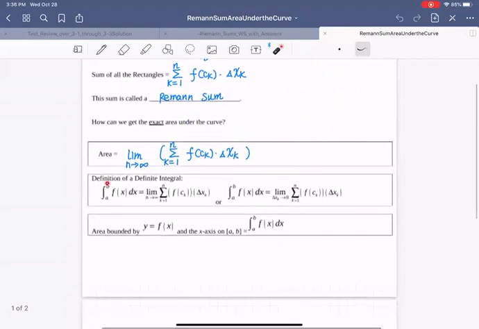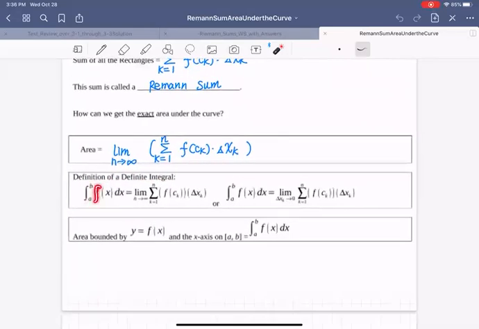So the definition of a definite integral is written from A to B. This is the integral sign, f(x) dx. This is a limit. You do n to infinity, and then you remember, you write down this sigma sign. This sigma is doing the summation.